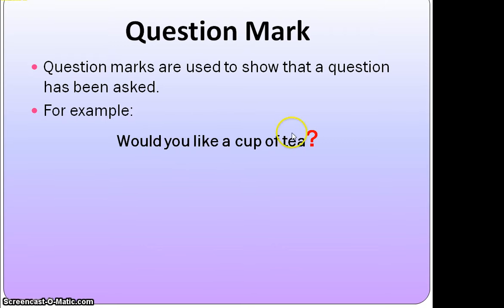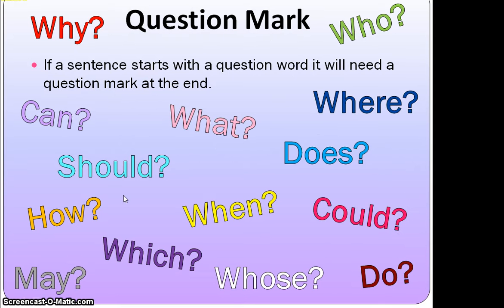For example, would you like a cup of tea? So a question has been asked. So where it ends, you put a question mark. When you put a question mark, you do not put a full stop after that. The dot is a part of the question mark. If the sentence starts with a question word, it will need a question mark at the end. If any question starts with these words: why, can, should, how, may, which, whose, when, could, do, does, where, who, then at the end of that particular question, you are going to put a question mark.